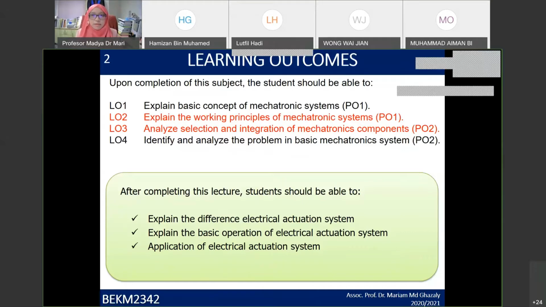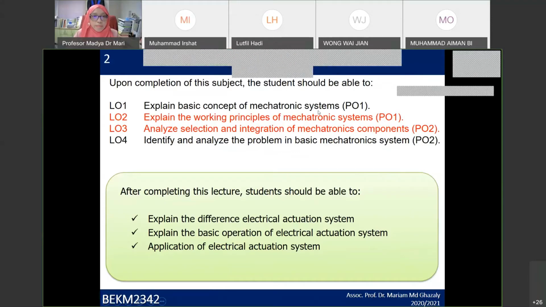Doctor, not clear. Why is it not clear? Your voice, Doctor, not clear. How about the other students? Not clear as well, Doctor. Oh, yeah. You guys, I dah bercakap banyak, lepas tu not clear.